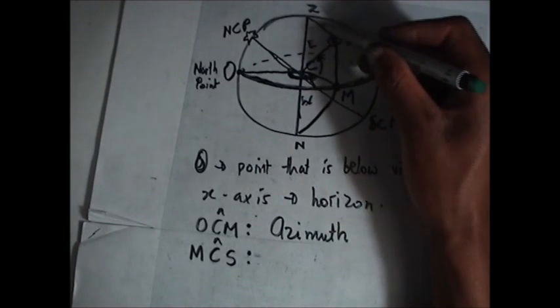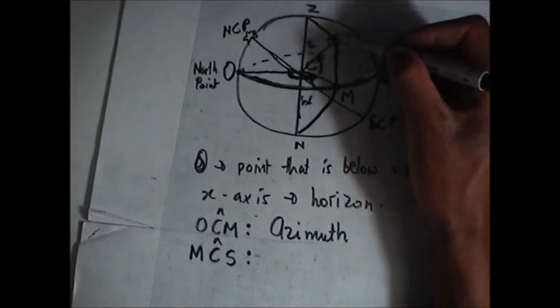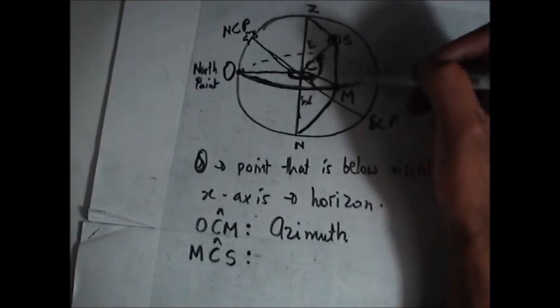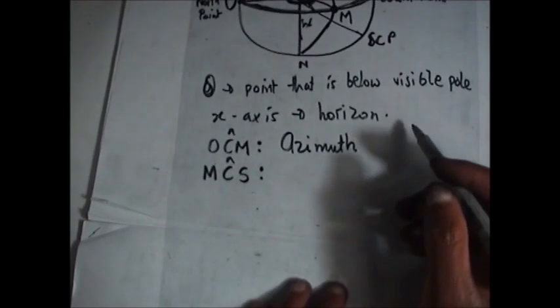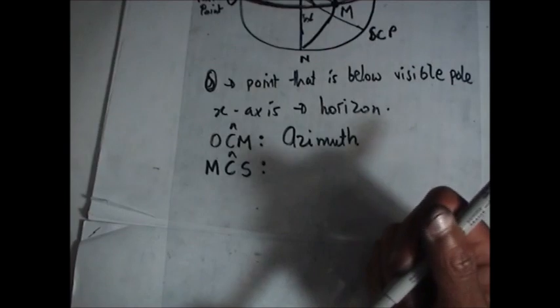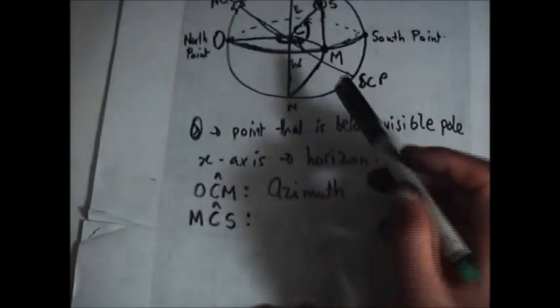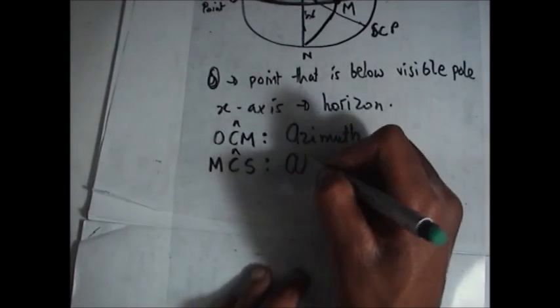We now know which vertical circle it lies on, but we want to know on that vertical circle where exactly it is. So we are going to use this angle MCS as the elevation. And angle MCS is measured vertically from 0 degrees to 90 degrees above the horizon and is known as the altitude.